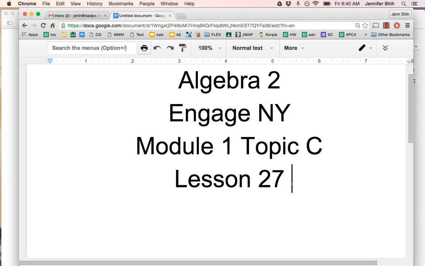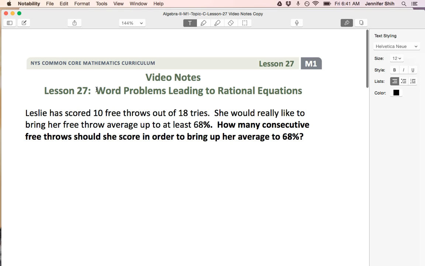We are going to be talking about lesson 27, and the title of the lesson is Word Problems Leading to Rational Equations. So Leslie has scored 10 free throws out of 18 tries. She would really like to bring her free throw average up to at least 68%. How many consecutive free throws would she score in order to bring up her average to 68%?